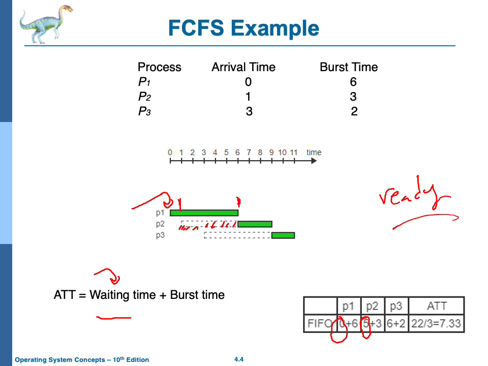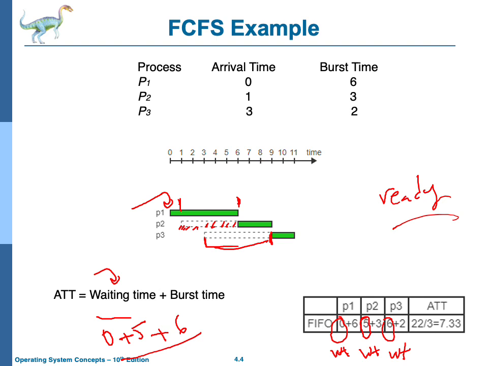And the same thing applies to P3. P3 arrived at time 3, but started running at time 9. So this is the waiting time of process P3. This counts for 6 milliseconds, right? So these are the individual waiting times per process. Now, to calculate the average waiting time, all we have to do is average them. So the average waiting time will be 0 plus 5 plus 6 over 3.